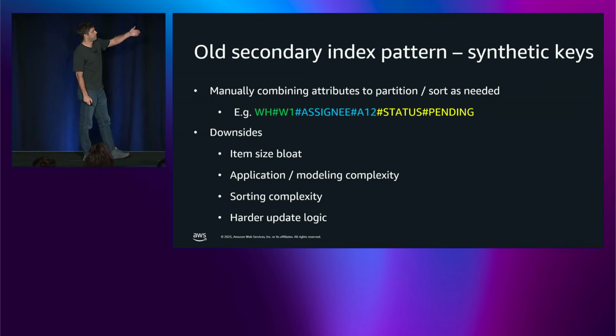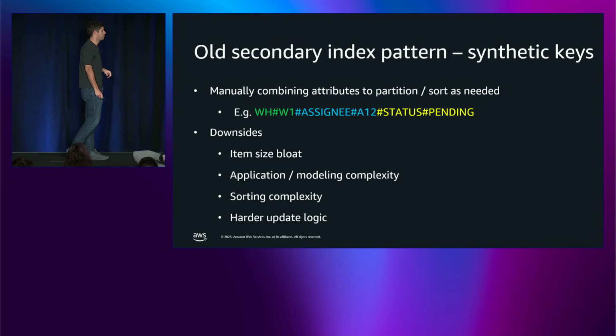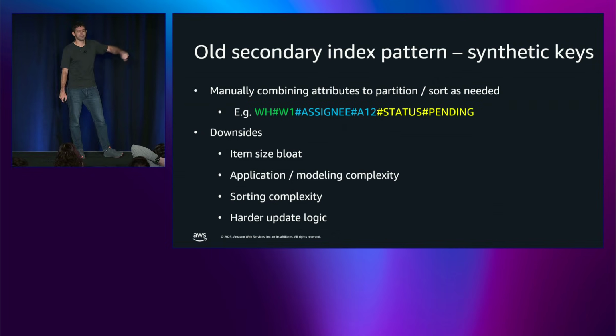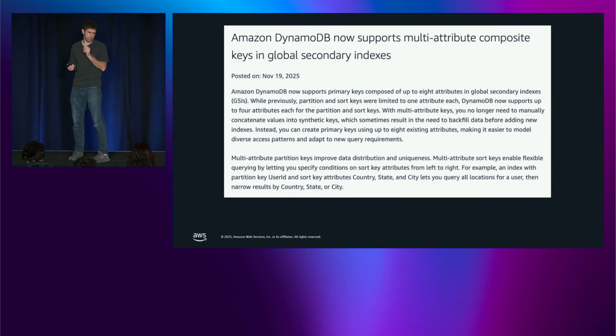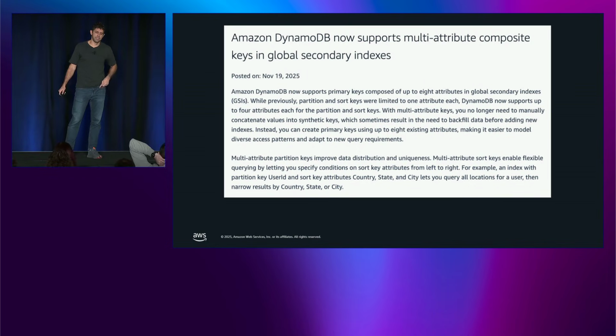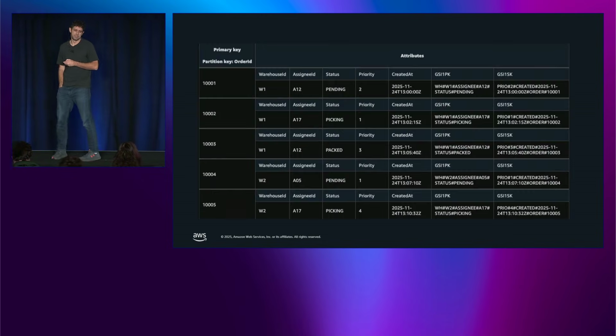If someone comes and says, hey, update the status for this order, it's no longer pending, it's prepared or whatever, I have to know all those other values. And if I don't know all those other values, I have to read that record to pull down those values just to do my update, right? So it's kind of a pain to do all this sort of stuff. So that's the old way, right? But now we have these multi-attribute composite keys. The way that this works is you can support up to 4 attributes each for the partition key and the sort key when you're creating your secondary index, right?